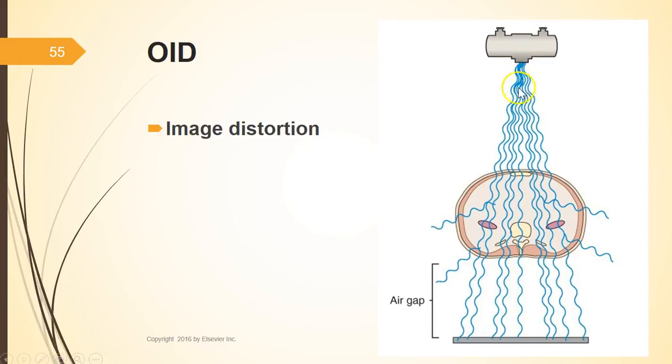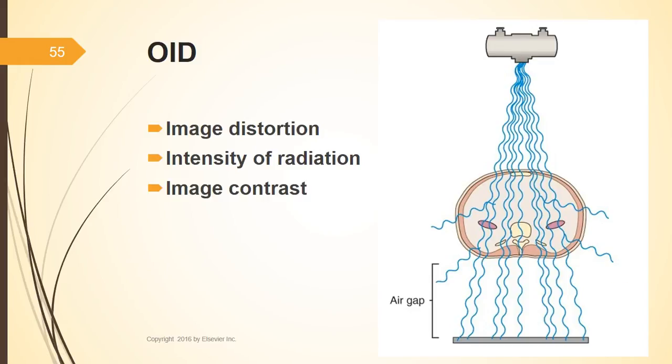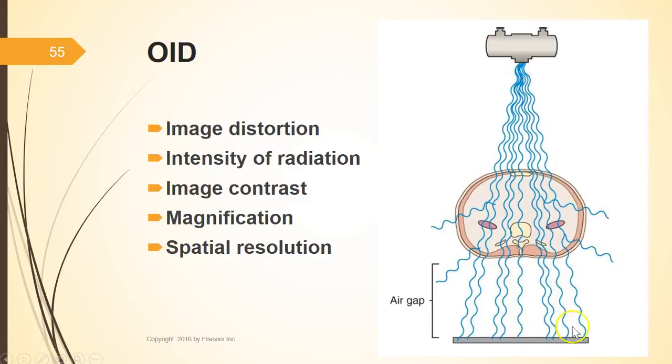Here it is leaving the tube and it's diverging. So this down here that continues through the patient is also diverging. OID is the only factor that affects the intensity of the radiation that reaches the IR, and the image contrast, and magnification, and spatial resolution. So this one measurement right here, which I find interesting because how is this person floating up above the image receptor? But if you think about realistically how this space happens, then it can actually affect all these things.